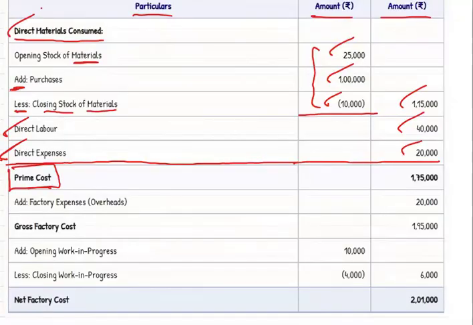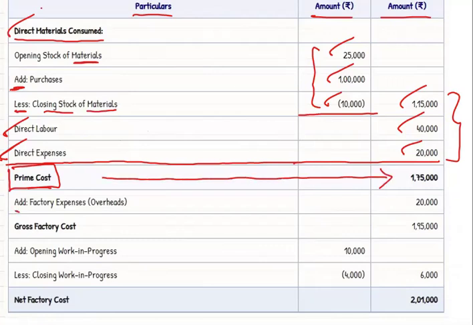Adding these three figures, direct material is 1,15,000, direct labor is 40,000, and direct expenses are 20,000. Adding them, we get 1,75,000. That is called the prime cost.